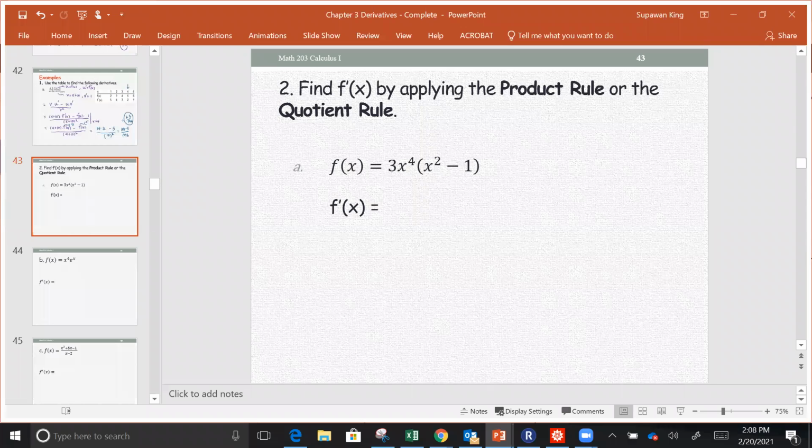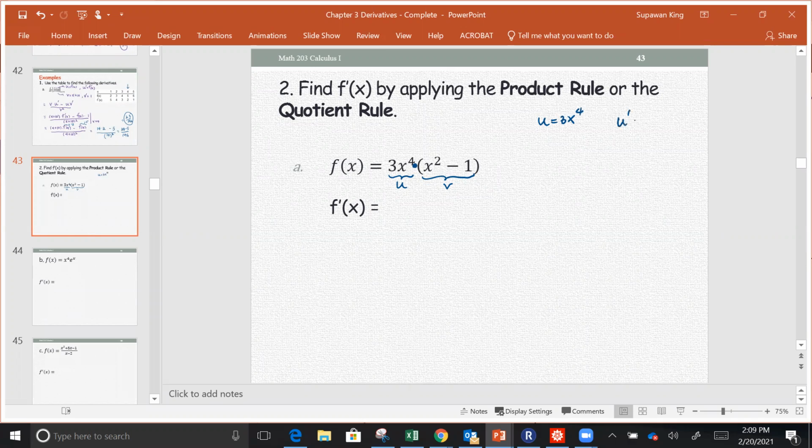Example 2. Find f prime by applying the product rule or the quotient rule. In part A, f of x is 3x to the fourth multiplied by x squared minus 1. So we're going to apply the product rule since we see the product form. And we see 3x to the fourth as one function, x squared minus 1 as another function. Let u be 3x to the fourth. V is x squared minus 1.